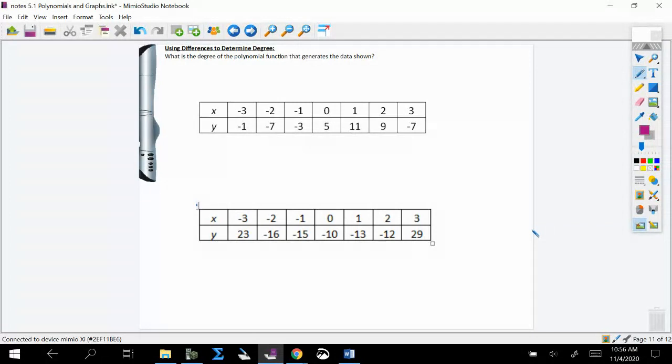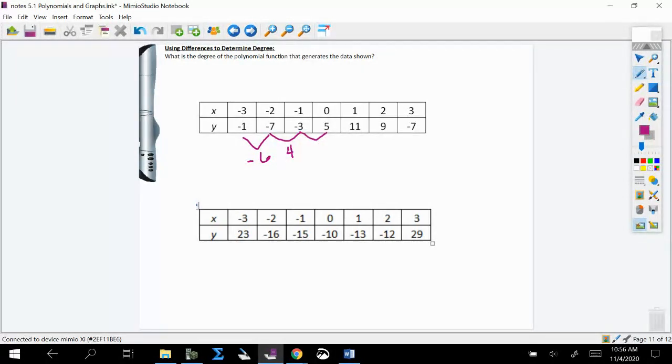If I look at what happens as we go from -1 to -7, we actually dropped 6. The way you get that, if you want to actually use your calculator, is you would take -7 minus -1, and that would tell you that it went 6 down. Then from -7 to -3, it actually went up 4. And again, you could subtract on your calculator if you needed to.